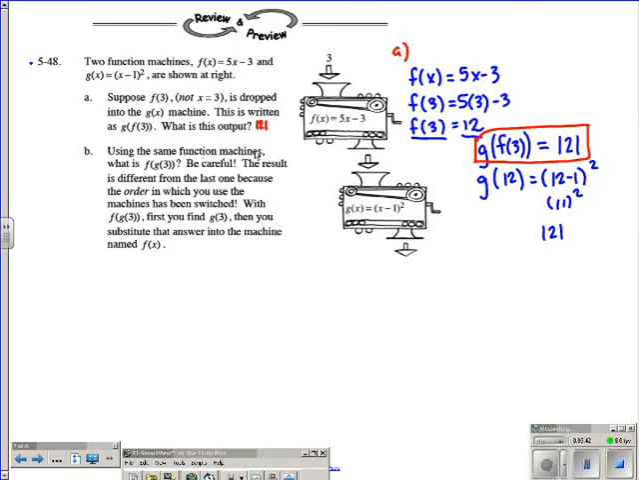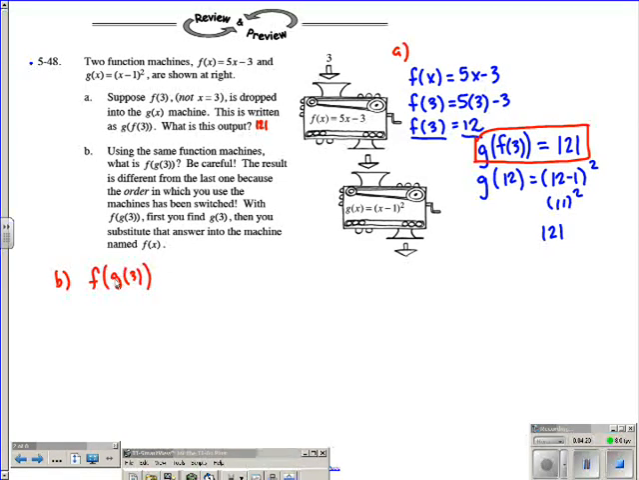Now, letter B. Using the same function machines, what is the function f of g of 3? Be careful. The result is different from the last one because the order in which you use the machines has been switched. With f of g of 3, first you find g of 3. Then you substitute that answer into the machine named f of x. All right, so let's take a peek here. We've got letter B, and we're looking to find f of g of 3. So that's simply stated there.